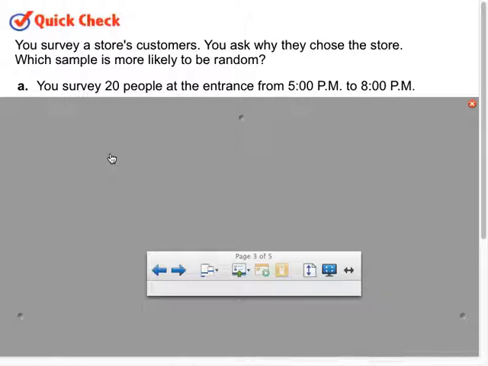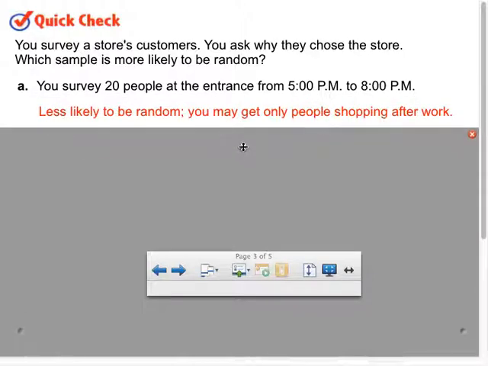She said, no, you should be there for all the hours of operation because some people aren't going to shop in the evening time, especially from 5 to 8 p.m., right? So in order for it to be truly random, it would need to include the other times as well. So less likely to be random. You may only get the people shopping after work, not the people during the daytime.